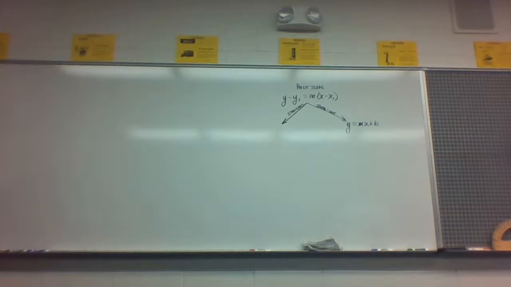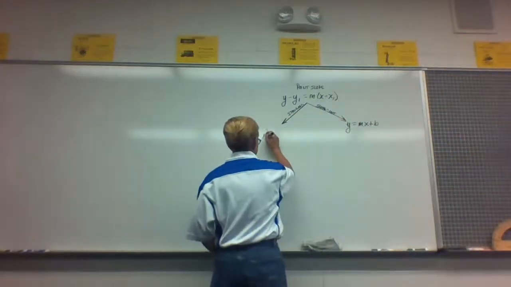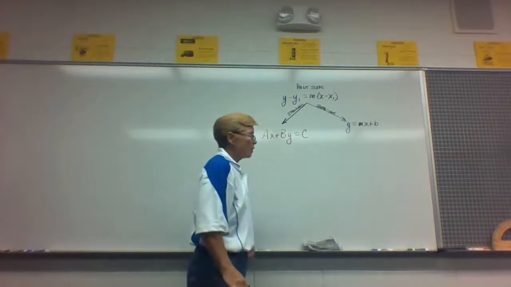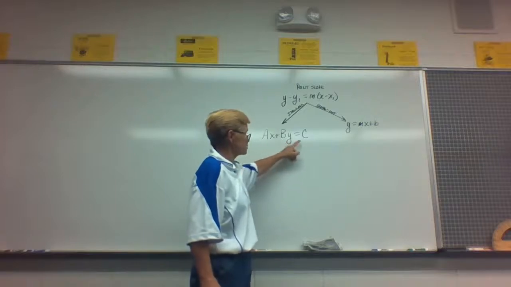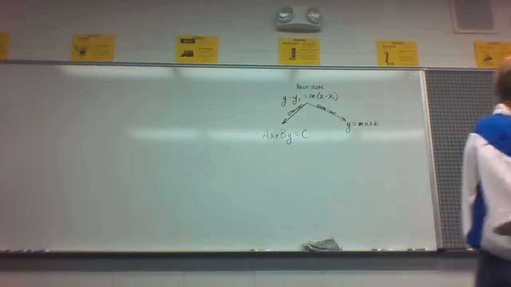Okay? So with that in mind, here we go. Example 1. Standard form looks like this, but we won't be using it today. It looks like this, where A, B, and C are all non-fractions, and A, B, and C are relatively prime, and A is positive. That's why we're not doing it today. It's a whole section on its own.